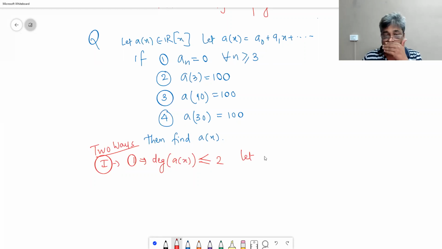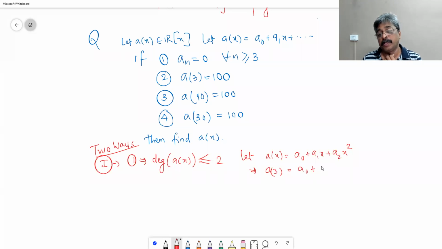let a of x is equal to a0 plus a1x plus a2x square. This implies a of 3 is equal to a0 plus 3a1 plus 9a2 is equal to 100. So you have three equations, three unknowns. Solve them, you get a0 is equal to 100, a1 is equal to 0, a2 is equal to 0.